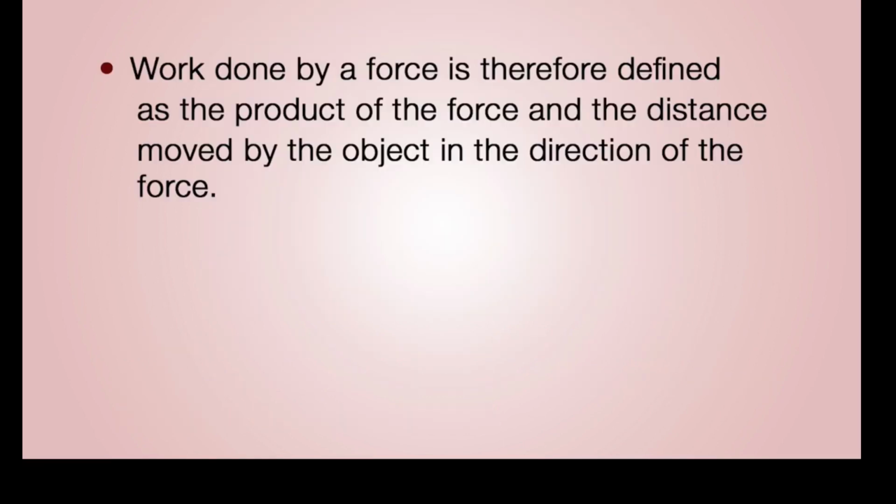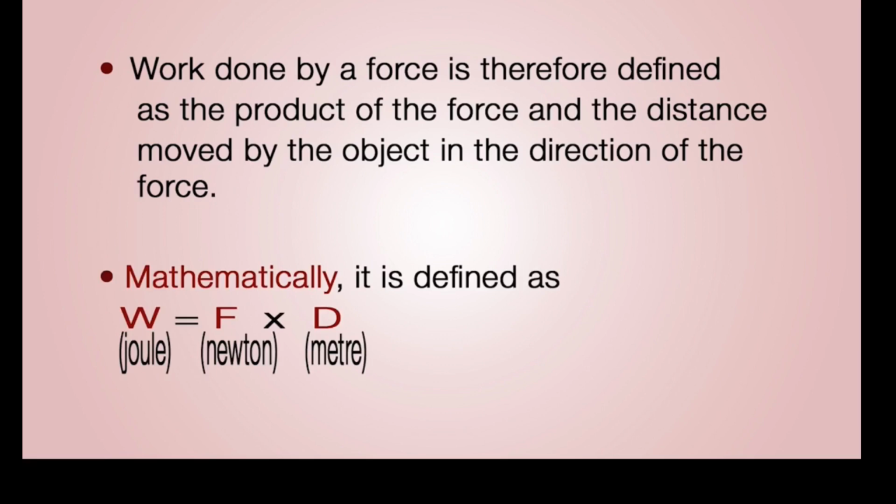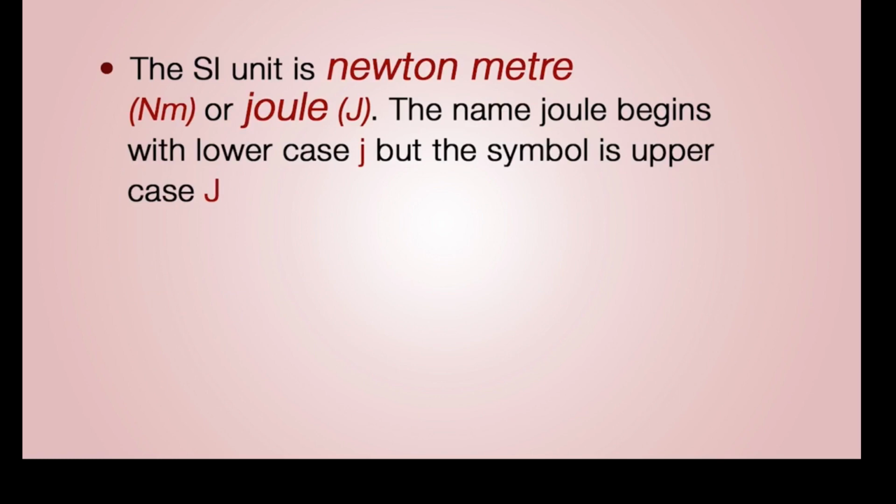Work done by a force is therefore defined as the product of the force and the distance moved by the object in the direction of the force. Mathematically, it is defined as W is equal to F times D. That is, capital W is equal to capital F multiplied by capital D. The SI unit is Newton meter, that is capital N, small m, or joule, which has the symbol capital J.